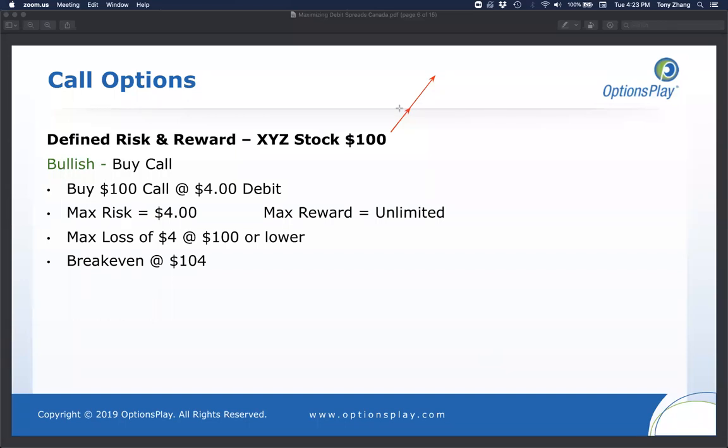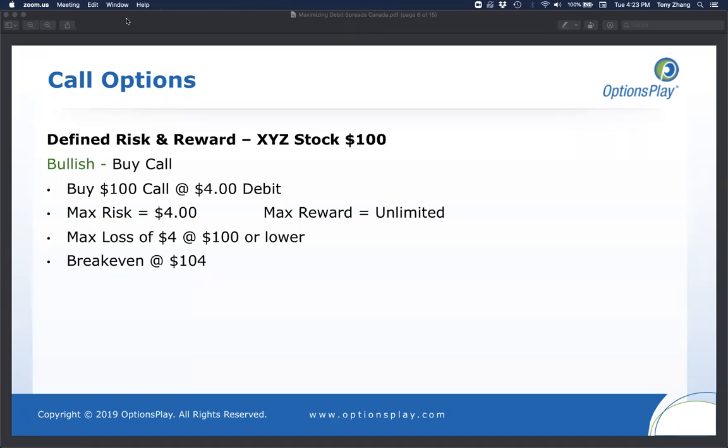If you really just think the stock's going to go from 100 to 105, then this may not be the right strategy for you. So one of the reasons that we want to look at debit spreads is really because of the fact that call options typically have a break even that's fairly large. So the stock needs to move 4% just for you to break even, meaning you have to, again, expect a 6, 7, 10% move to really make any significant profits.